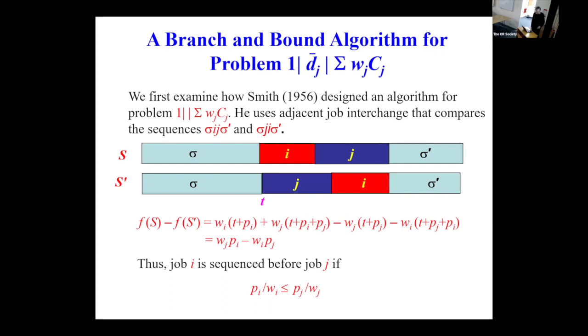If you set that to be less than or equal to zero, then you find that job I should be sequenced before job J if the ratio PI divided by WI is less than PJ divided by WJ. So what a nice index for every job, P divided by W. You just sequence them in non-decreasing order, and that's an optimal sequence for this problem. Of course, it doesn't work when you've got deadlines in place.